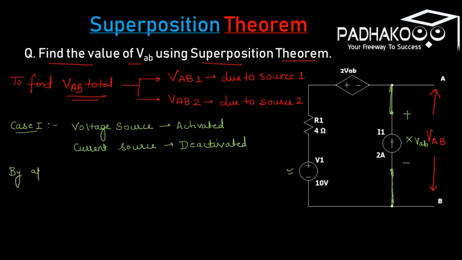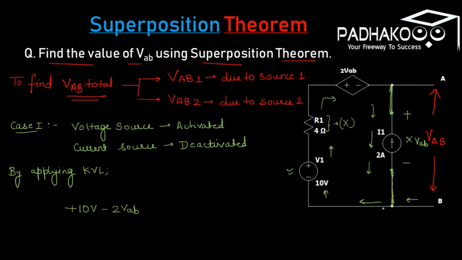let me write it, by applying KVL starting from this point and applying KVL in this direction. As we can see, we'll be writing plus 10 volts, and it passes through the resistance, but it does not affect because we cannot see any voltage drop as there is no current flowing in this particular branch. So coming on to the dependent source, we can write minus 2 VAB, and across this open circuit element we are having voltage VAB, and we can write it as minus VAB, which is equal to 0.